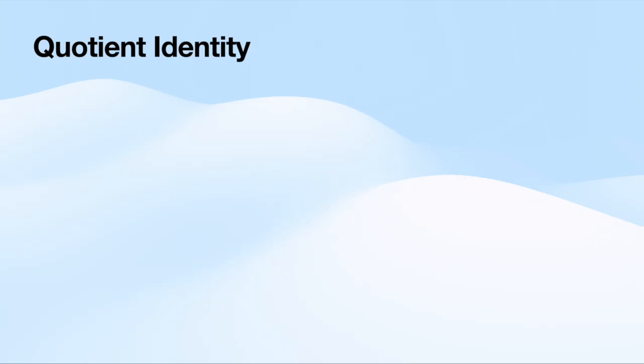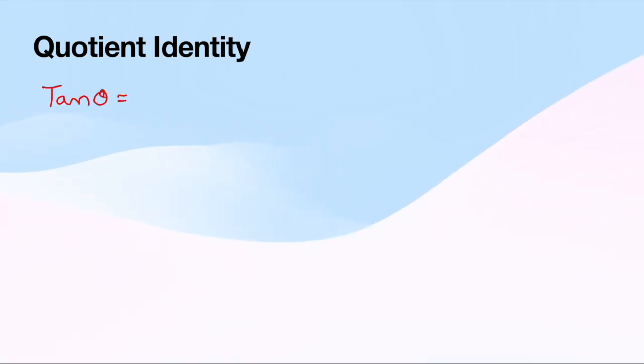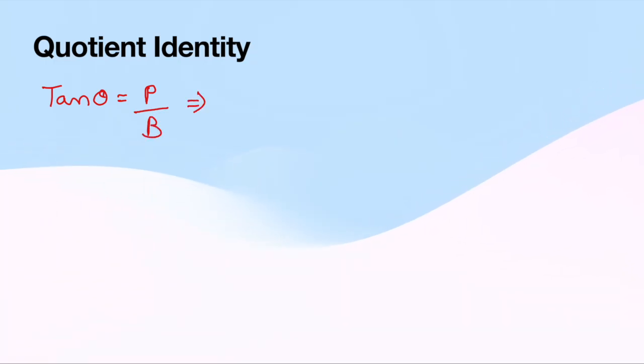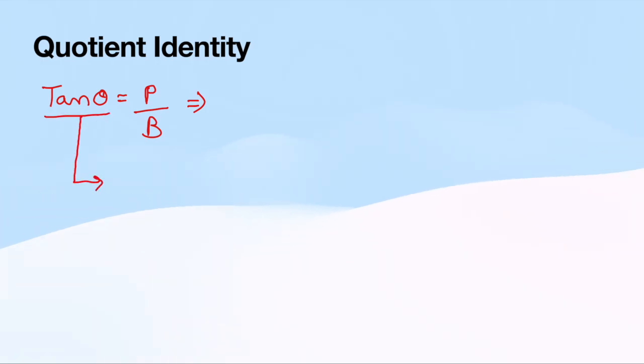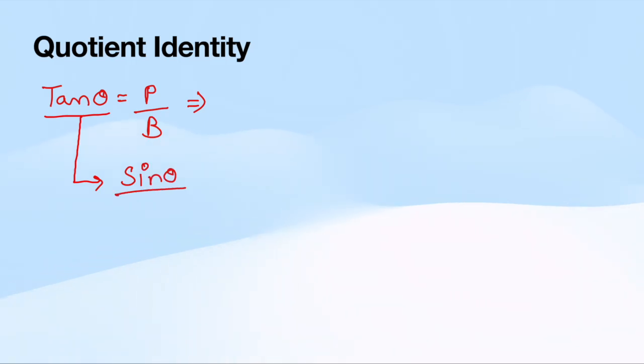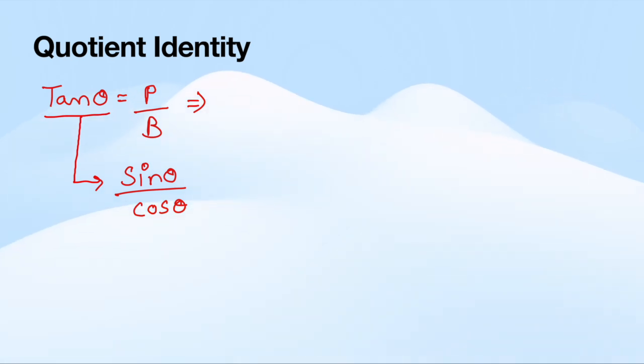Now it seems like, oh, what is it? Let's discuss. It is also very easy. If I ask you what tan theta is, tan theta is P by B. The quotient identity says that tan theta can be written as sine theta by cos theta. Let's prove it. How can we write tan theta as sine theta by cos theta? What is sine theta? Sine theta is P by H, right? Let's write it: sine theta equals P by H.